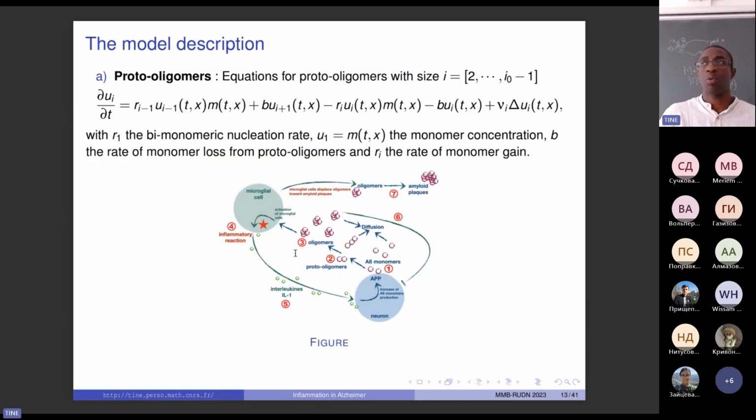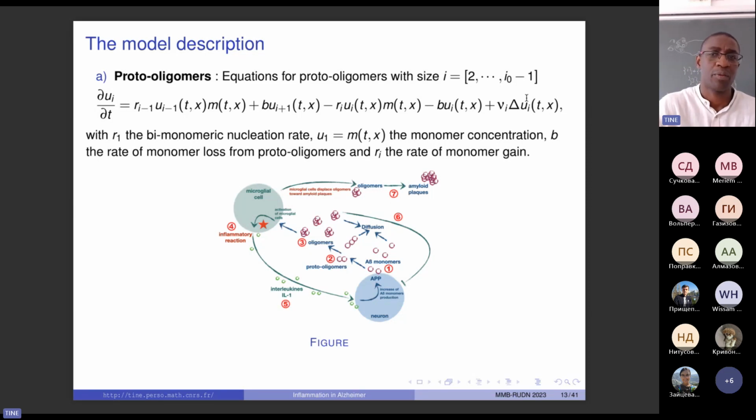So if I come back to the scheme that we designed, once you have a scheme, you put equations on your scheme. So we have APP, that means monomers. We have the population of monomers, the population of proto-oligomers, the population of oligomers, microglia cells, interleukins, and of course we also have plaque.